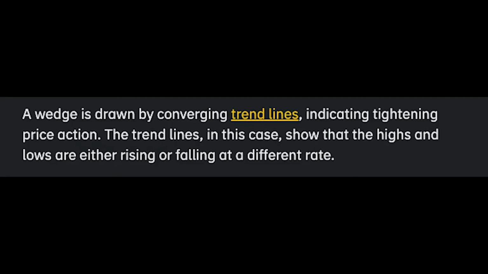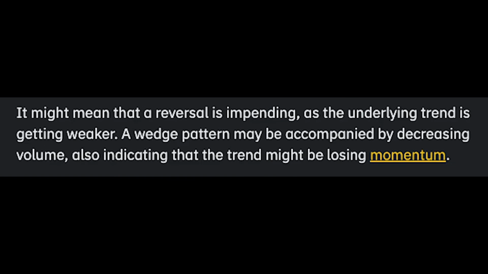Wedges. Now, a wedge is drawn by converging trend lines indicating tightening price action. The trend lines in this case can show that the highs and lows are either rising or falling at a different rate. It might mean that a reversal is impending as the underlying trend is getting weaker. A wedge pattern may be accompanied by decreasing volume, also indicating that the trend might be losing momentum.